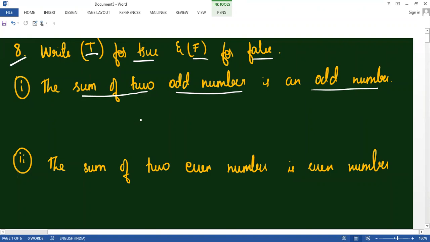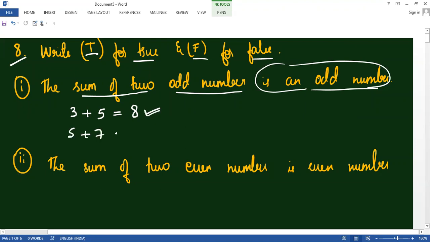So let us take a small example, the sum of two odd numbers. Let me take two odd numbers, that is 3 plus 5. So these two are the odd numbers. So that is equal to 5, 6, 7, 8. The question says that the answer would become an odd number. No, here the answer is an even number. If you take any other numbers, 5 plus 7, so 7, 8, 9, 10, 11, 12. The answer is even. So this is the false statement.